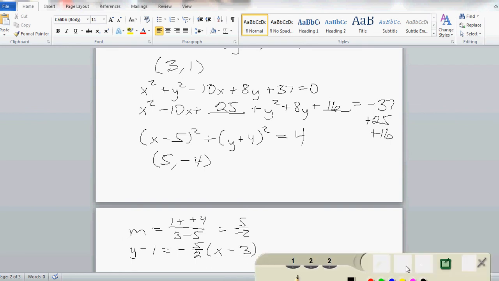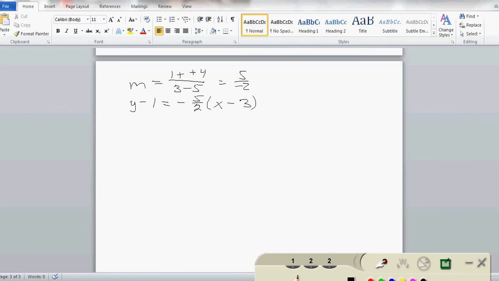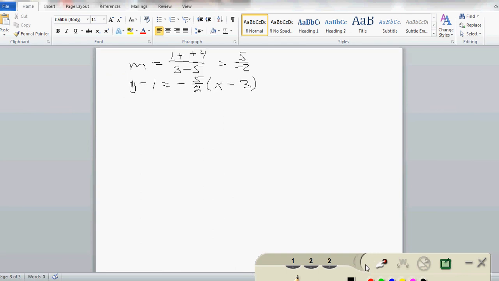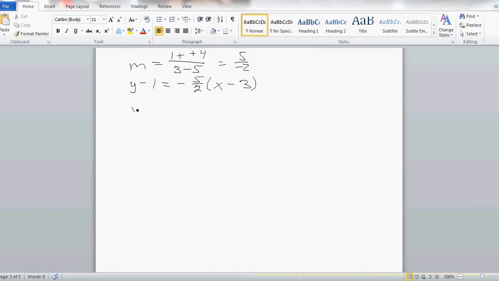And then it's just a matter of simplifying this problem so that we get y minus 1 equals negative 5 halves x plus 15 halves when we do the multiplication. Then I'm going to add 1 to both sides so that we get y equals negative 5 halves x plus 17 halves. And that should be the equation of the line that contains the centers.